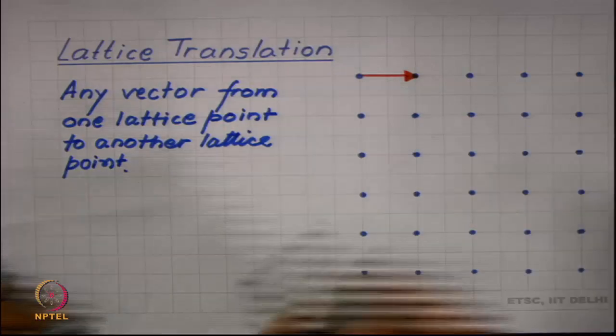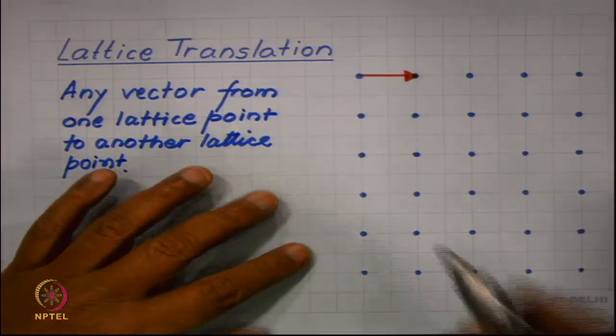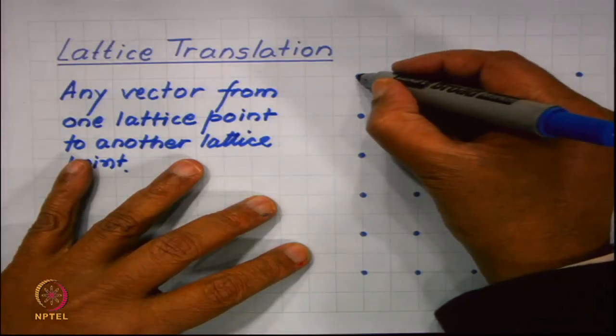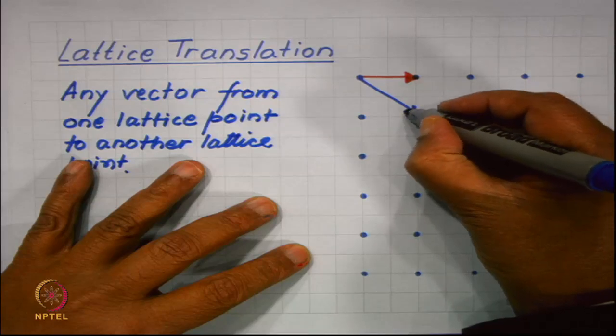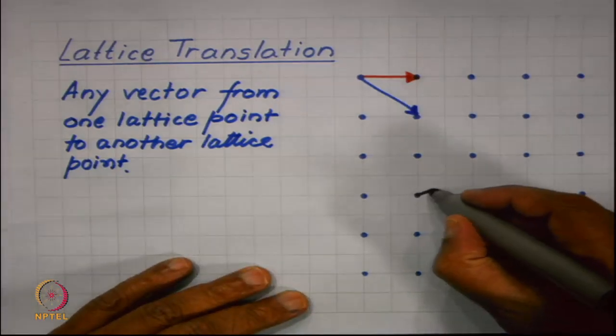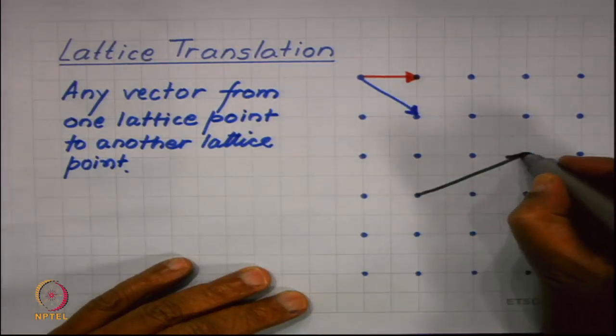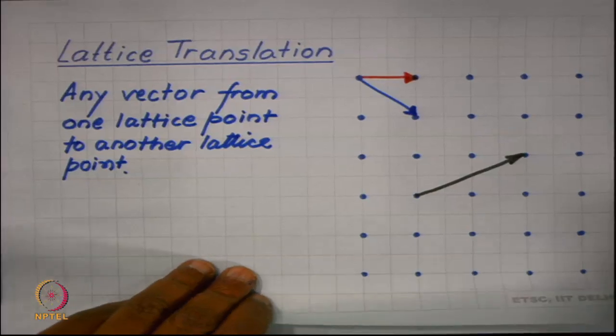So, this red vector is an example of a lattice translation, or if I wish, I can draw another vector like this. This is also a lattice translation, or yet another I can start from here and draw this vector. This is a lattice translation. So, all these vectors are lattice translations. Of course, a lattice will have many such lattice translations.